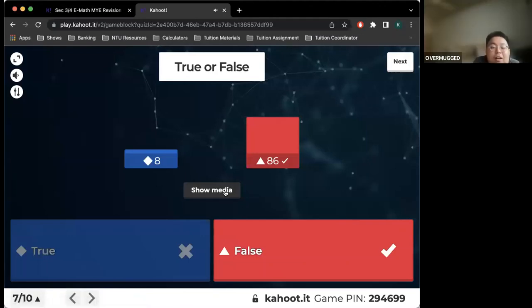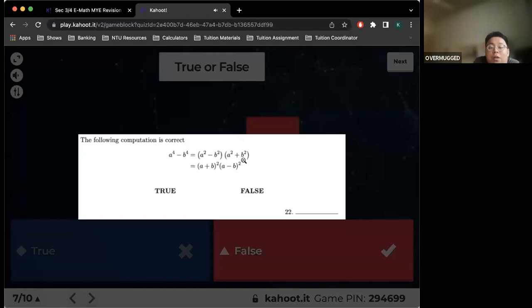Okay, in case anyone is wondering why, this part is wrong. a squared plus b squared is not (a plus b) whole squared. So be careful.